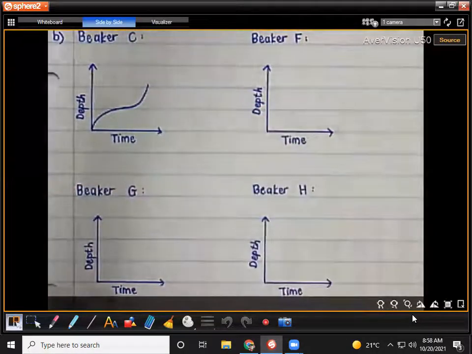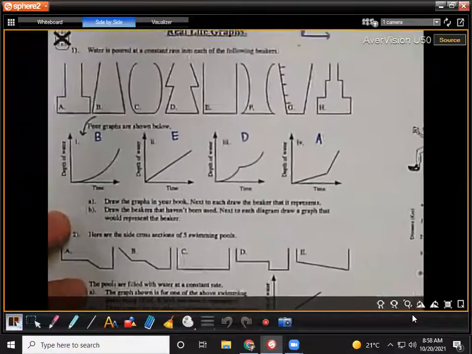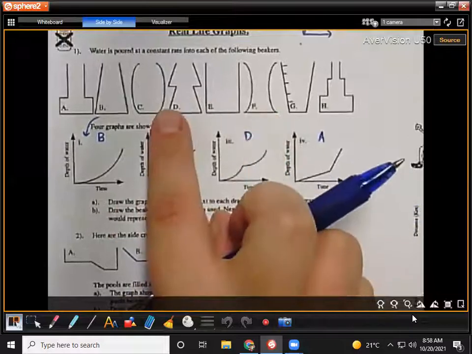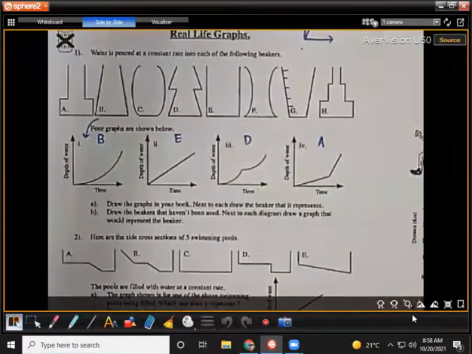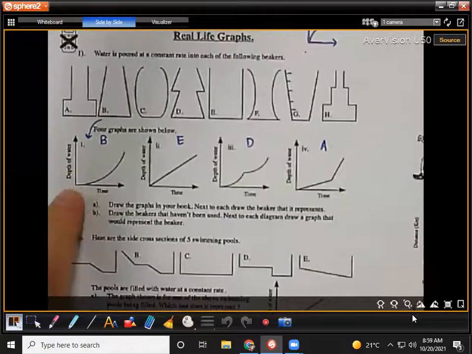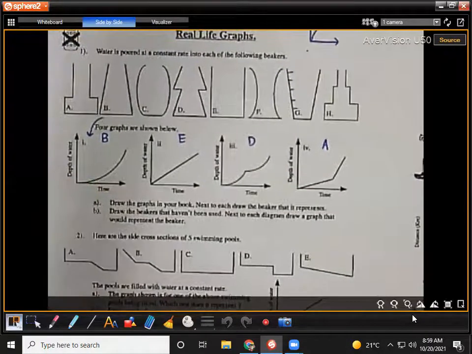All right, let's look at the next one, beaker F. Beaker F looks like this. Do we agree that this is actually the opposite of that one? Right, so we're starting wide, going narrower, then going wide again. So when the beaker is wide, the increase will be slow. Then the increase is going to pick up as it becomes narrower, and as it's going wider, it's going to slow down again. All right, so how do we draw it when it's slow? Like this, right? This is what a slow increase looks like. So it starts slow, it increases, then it picks up, and then it goes slow again.